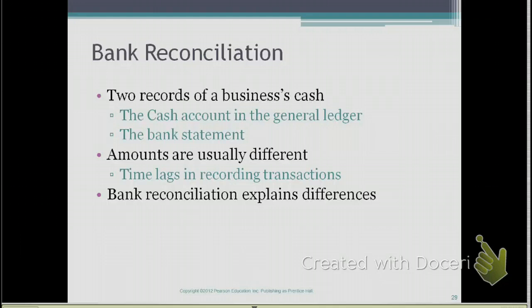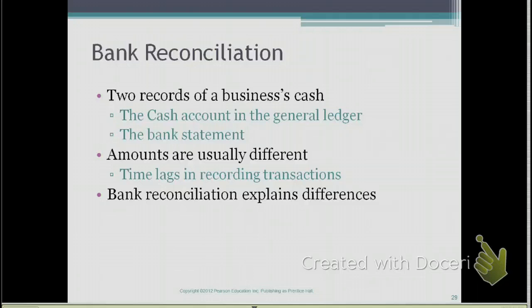For a company that has a bank account, there are always two records of a business's cash. The first record is the cash account in the general ledger. That is where you would have entered all your cash transactions during the period. The second record is the bank statement. The bank also has a list of all the transactions that hit your cash account in the bank.